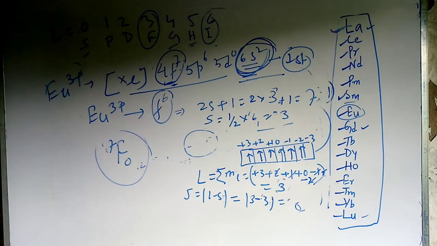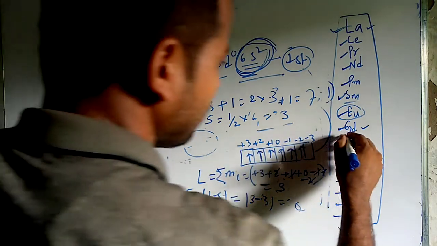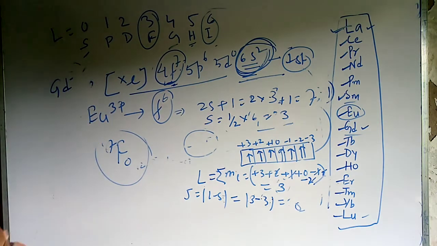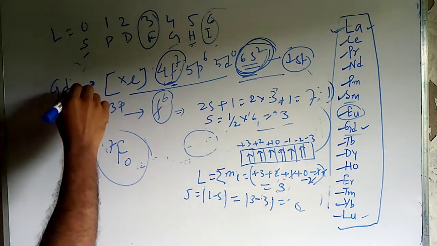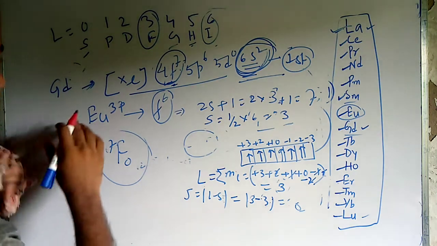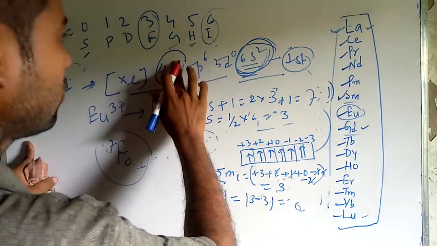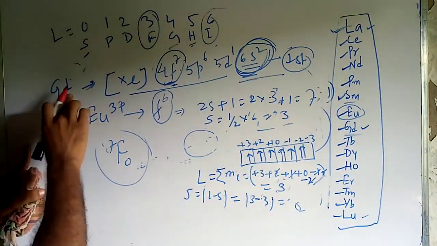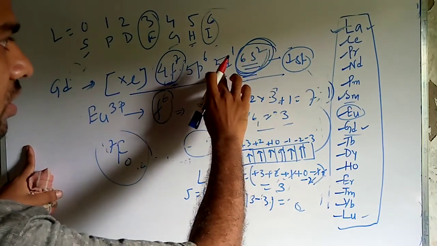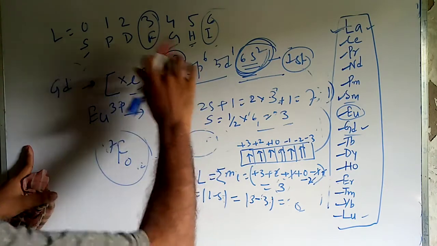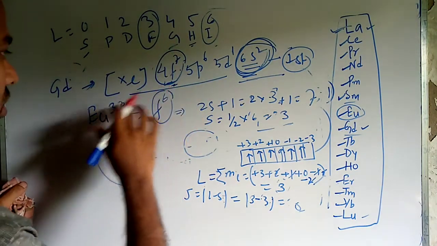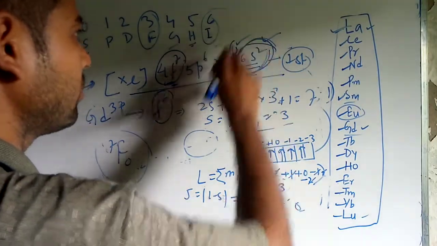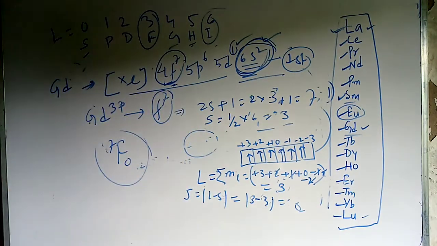Next question, gadolinium 3 plus. Consider the electronic configuration of gadolinium: it has 6s2, and one electron present in the d orbital, and the rest remain the same as for uranium. For gadolinium 3 plus, the d electron is removed, and then the s electrons are removed, so the configuration is f7.